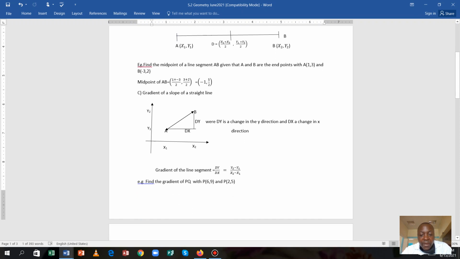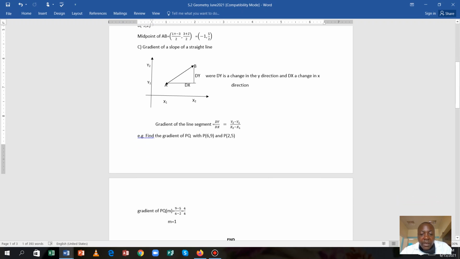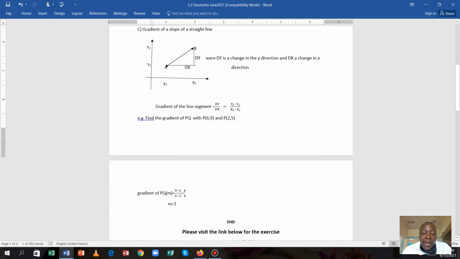We have an example there. Find the gradient of PQ with P (6, 9) and Q (2, 5). We shall start with our change in the y coordinates, which is 9 minus 5, over the change in x coordinates, which is 6 minus 2, giving us 4 out of 4, which eventually comes to 1. The m there stands for gradient. We usually denote gradient by small m.